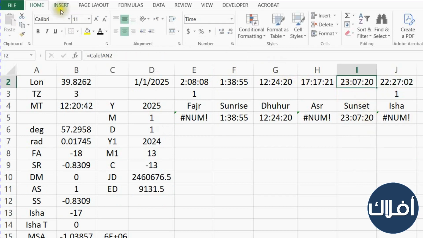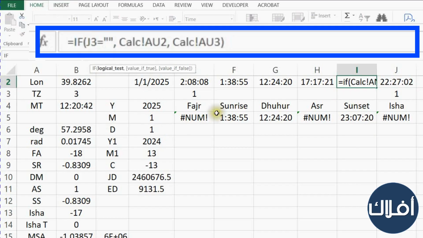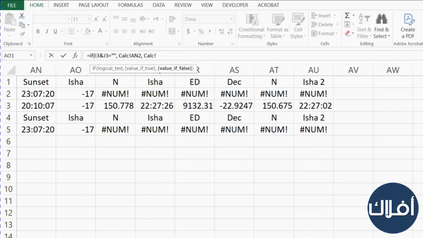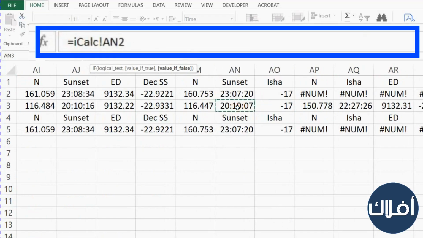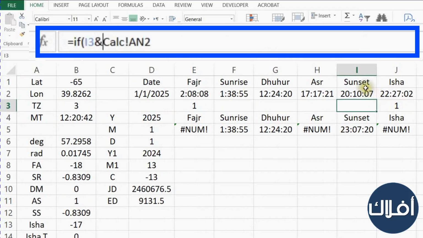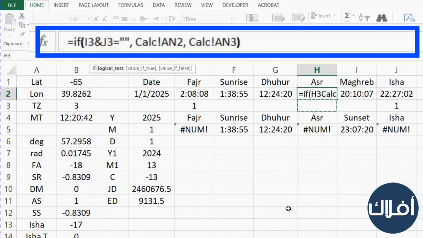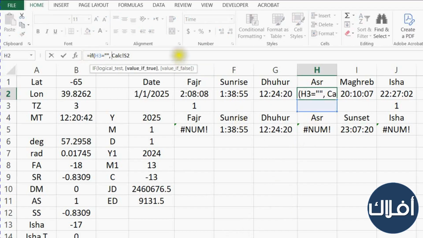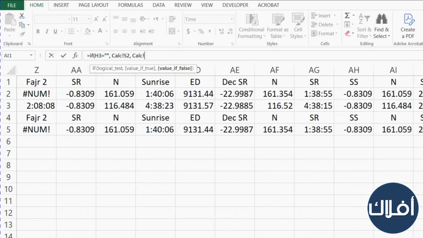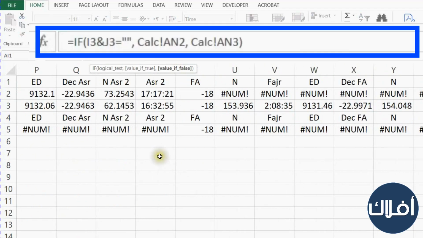We'll also do the same for sunset. If both sunset and Isha are not special cases, we'll leave it as it is. Otherwise, we'll use the value from the calc sheet using the alternative latitude. We'll change the title for this column to Maghrib because it's not sunset anymore. We'll also change the time for Asr prayer using the same condition. If it's a normal case, we'll leave it as it is. Otherwise, we'll take it from the calc sheet using the alternative latitude.